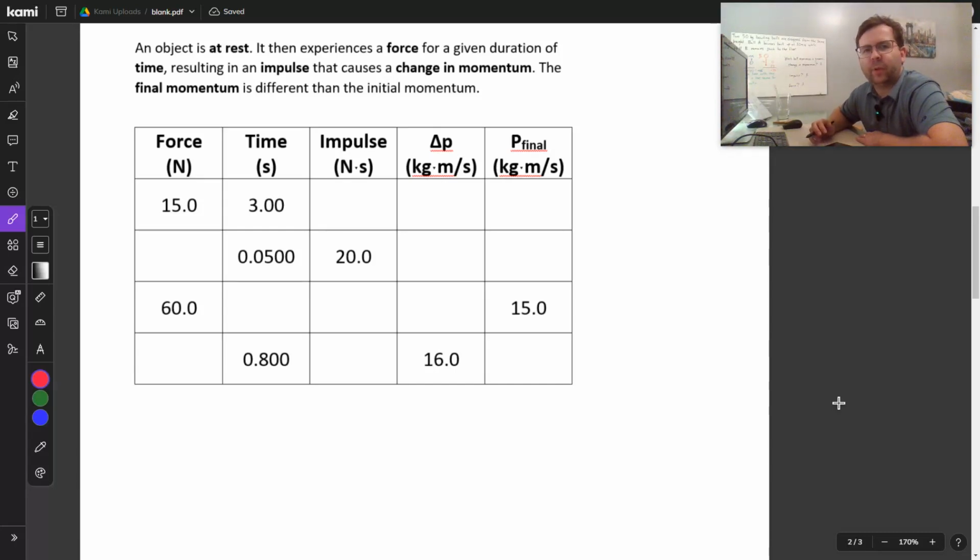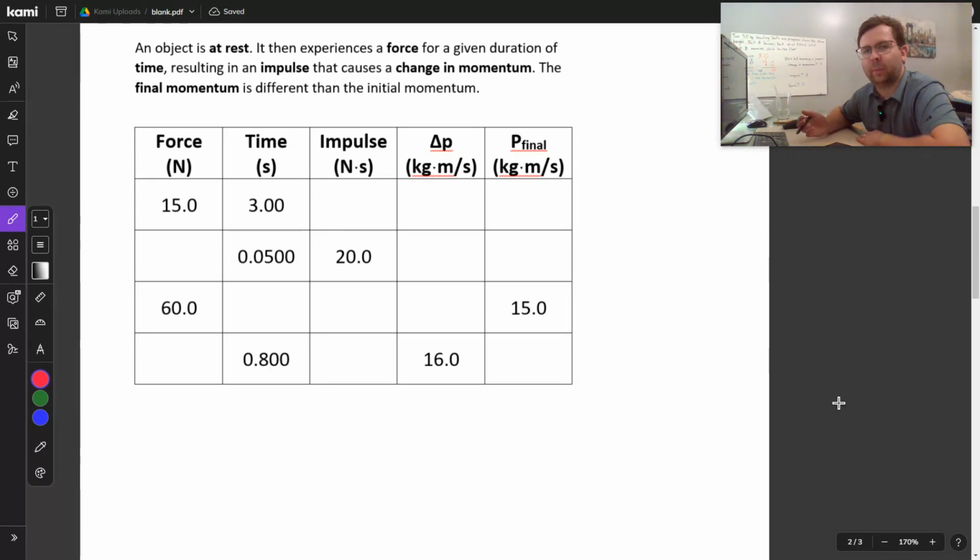Hi, in this video, we're going to look at doing some simple math operations involving impulse and change in momentum. We're going to be doing it in the context of a table like you see here. And this table has some cells that are missing, and we have to figure out what is the missing answer.